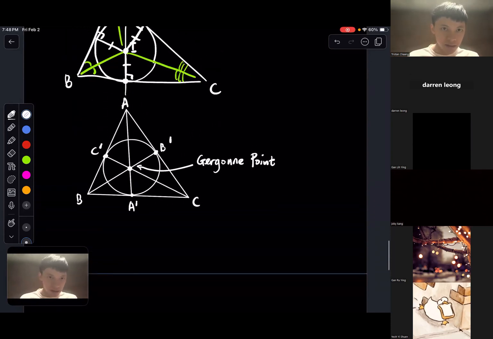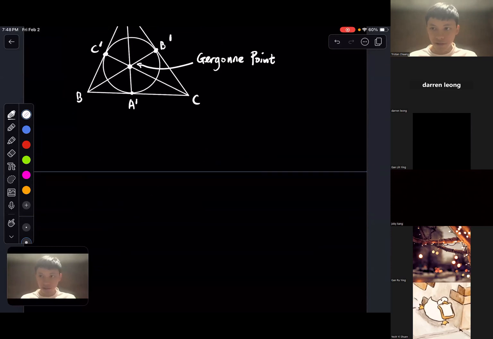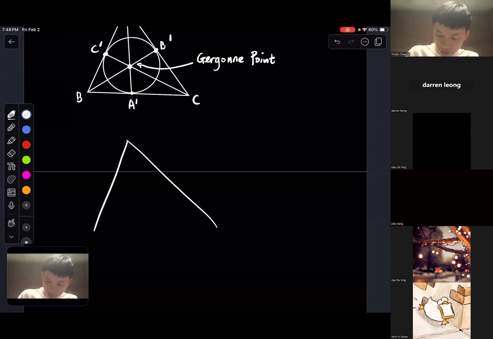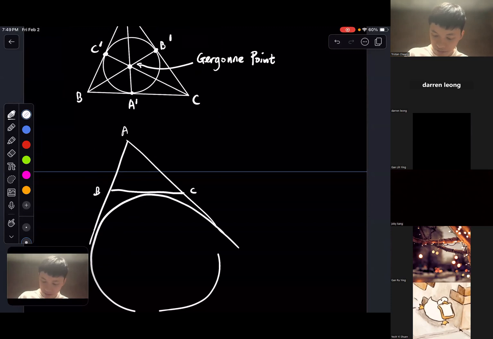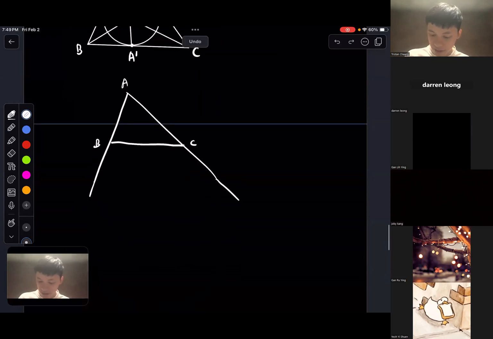Right. Now, if you have an incenter, we also have excenters. So an excenter is where we inscribe a circle again, except we don't inscribe it within the triangle. We still make it tangent to all three sides, but we put it outside the triangle. So for example, A, B, C, and let's say we have a circle like this. This is very hard to draw.